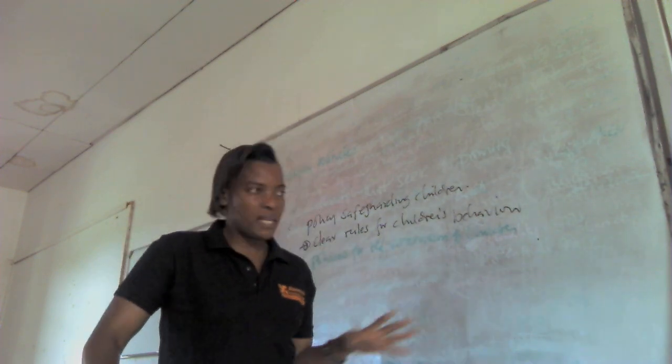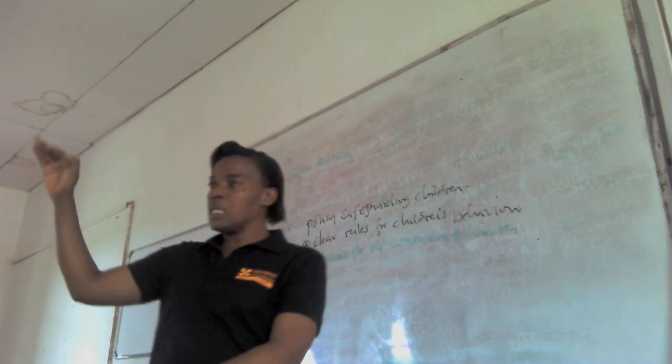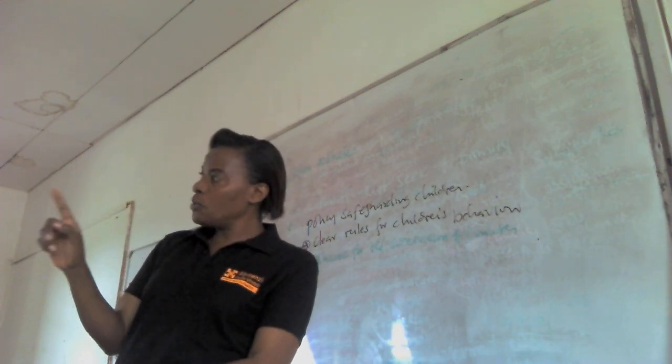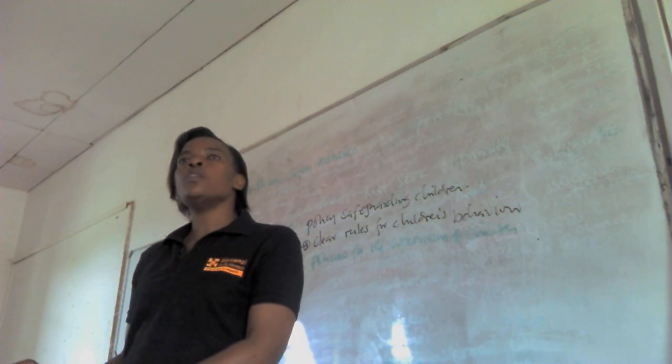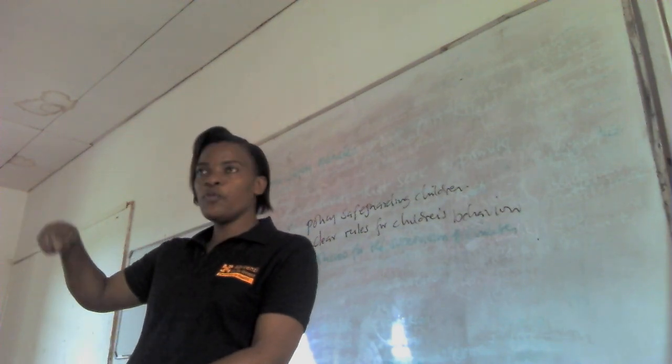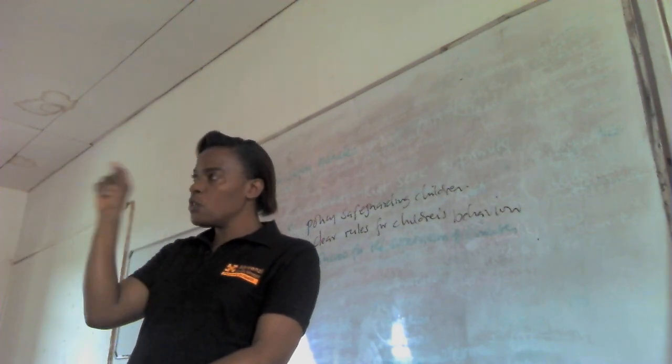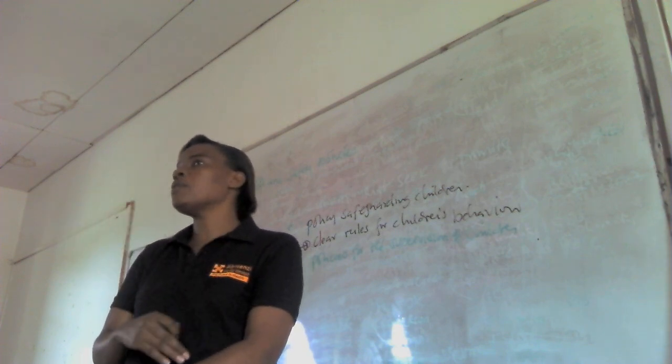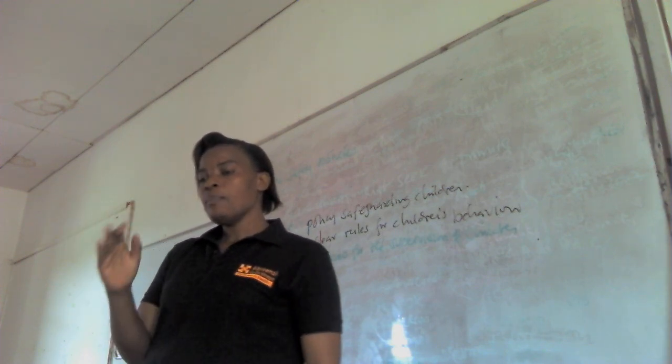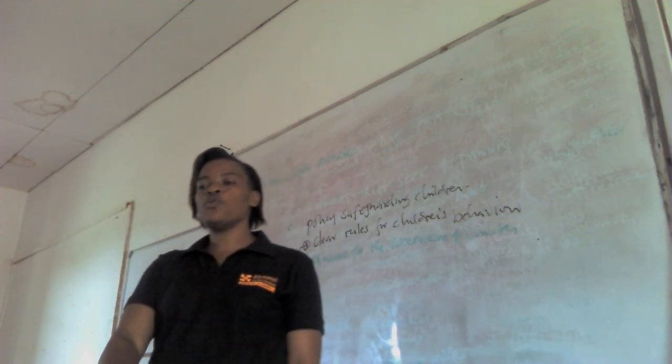In case something happens, they will go through the list to say, did you do number one? Did you do number two? Did you do number three? No. Then it means you didn't follow this. And therefore, if you didn't follow this, this is what follows. Policies for supervision of children.